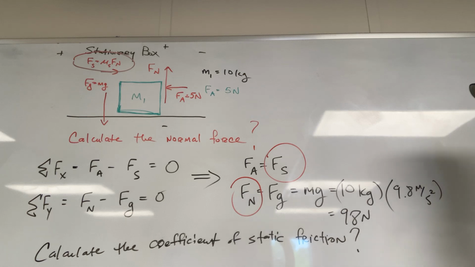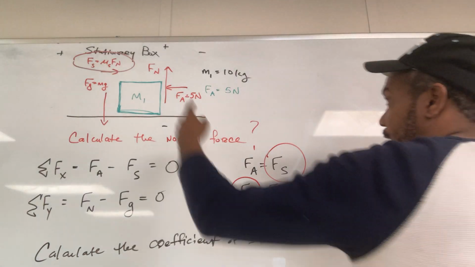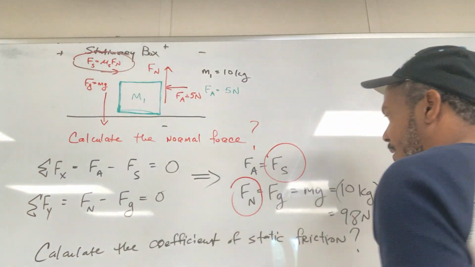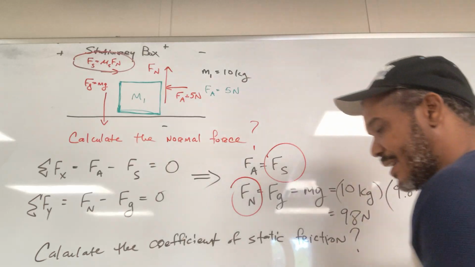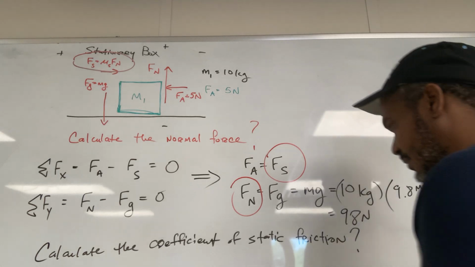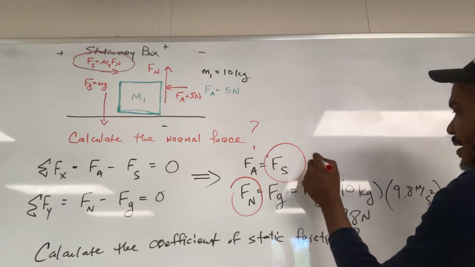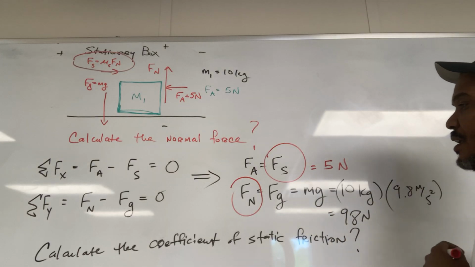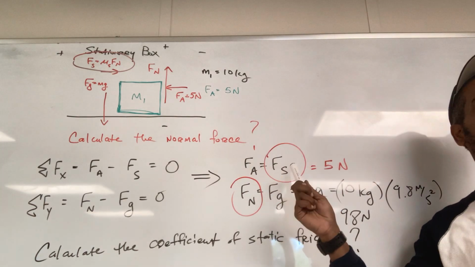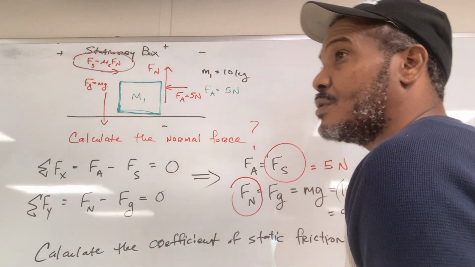All right. So what we're going to do? We need to calculate the coefficient of static friction. That's inside of this equation, right? So we know that F of A is equal to what? 5 newtons. We said that. And F of A also is equal to F of S. So F of S is equal to 5 newtons.